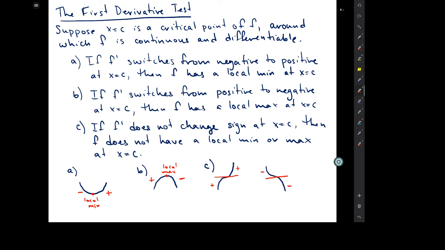So this is the first derivative test. From the first derivative and determining where it changes sign, we can determine whether we have a local min or a max at any particular critical point.